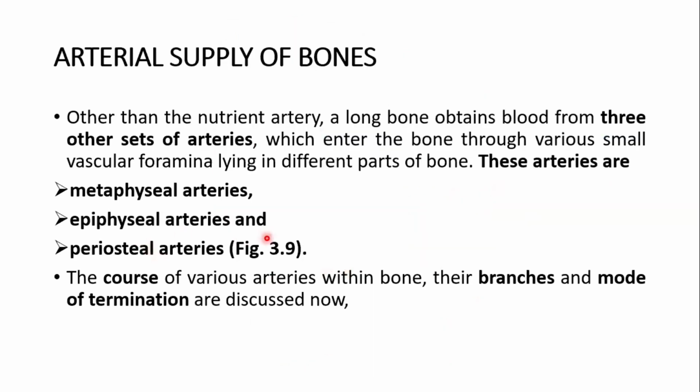Other than the nutrient artery, a long bone obtains blood from three other sets of arteries which enter the bone through various small vascular foramina lying in different parts of the bone. These arteries are the metaphyseal arteries, the epiphyseal arteries, and the periosteal arteries. The course of various arteries within bone, their branches and mode of termination are discussed now.